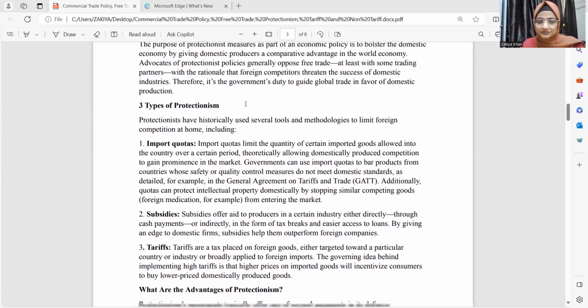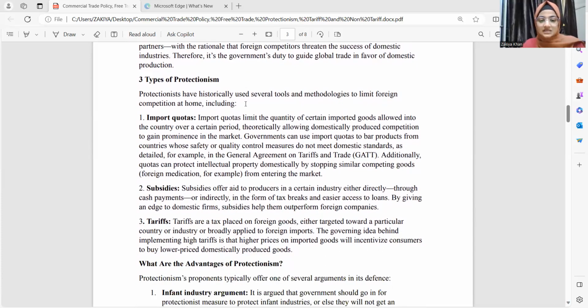Next is subsidies. Subsidies are nothing but an aid, which is a help, which is given to the homegrown or the domestic industry to boost their production, to boost their sales: a certain kind of cash payment, or easy access to loans, or giving them a tax break. Any kind of subsidy given to the domestic industry helps them in boosting their sales.